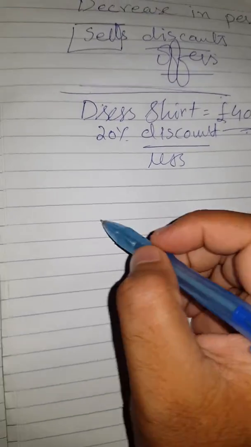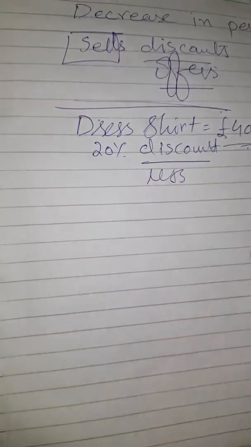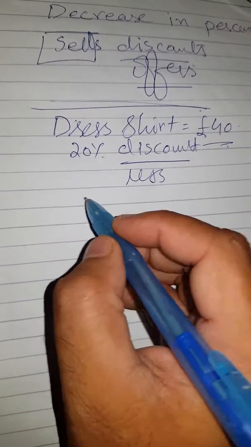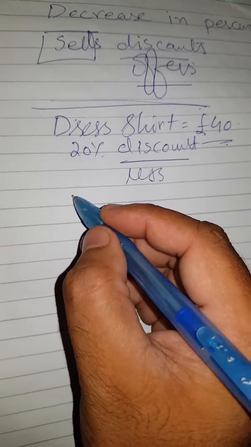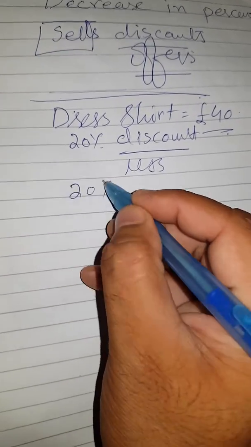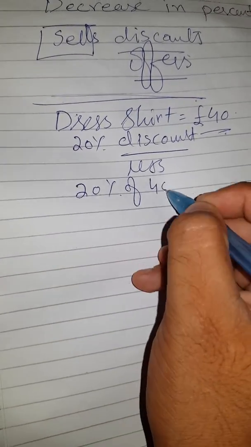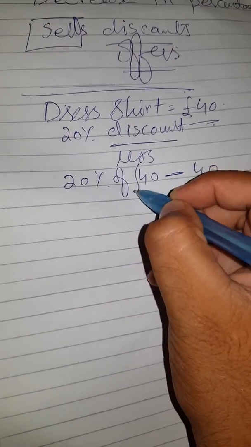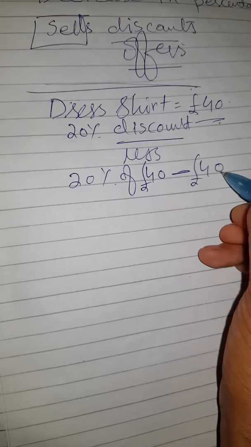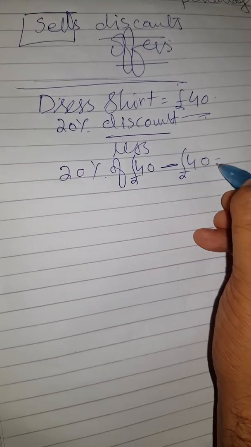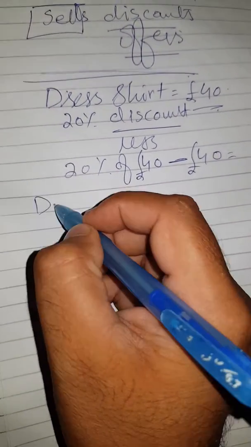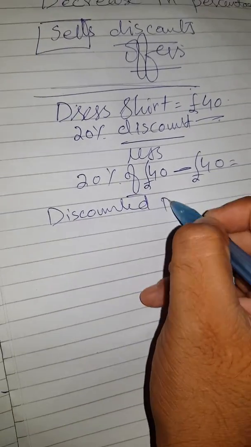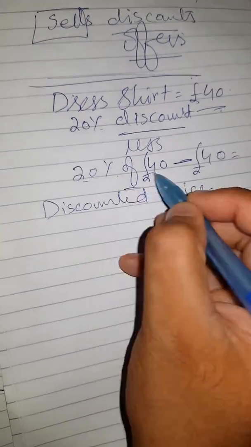Now I will show both methods, the detailed one and the trick one. The detailed method says, first of all, you have to work with details. For example, 20% of 40 is reduced from 40. 20% of £40 is reduced from £40. I'm trying to find out the discounted price, so for the discounted price, I will say 20% of 40.